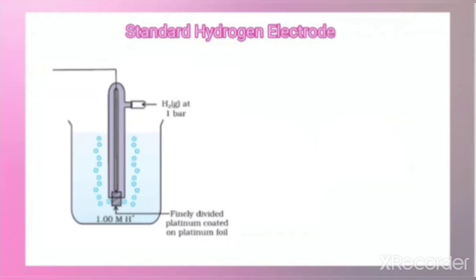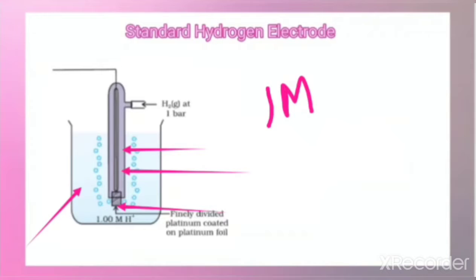The standard hydrogen electrode consists of a platinum wire sealed in a glass tube, with a platinum foil at one end, as you can see here, which is coated with finely divided platinum and acts as the platinum electrode. This is all dipped in an acid solution of 1 molar concentration.